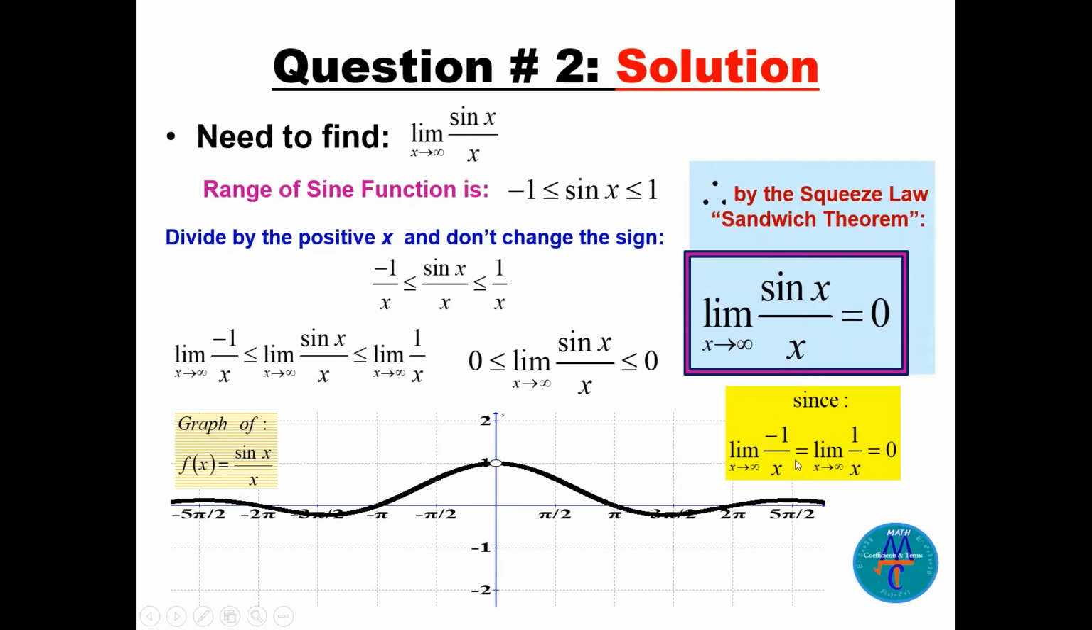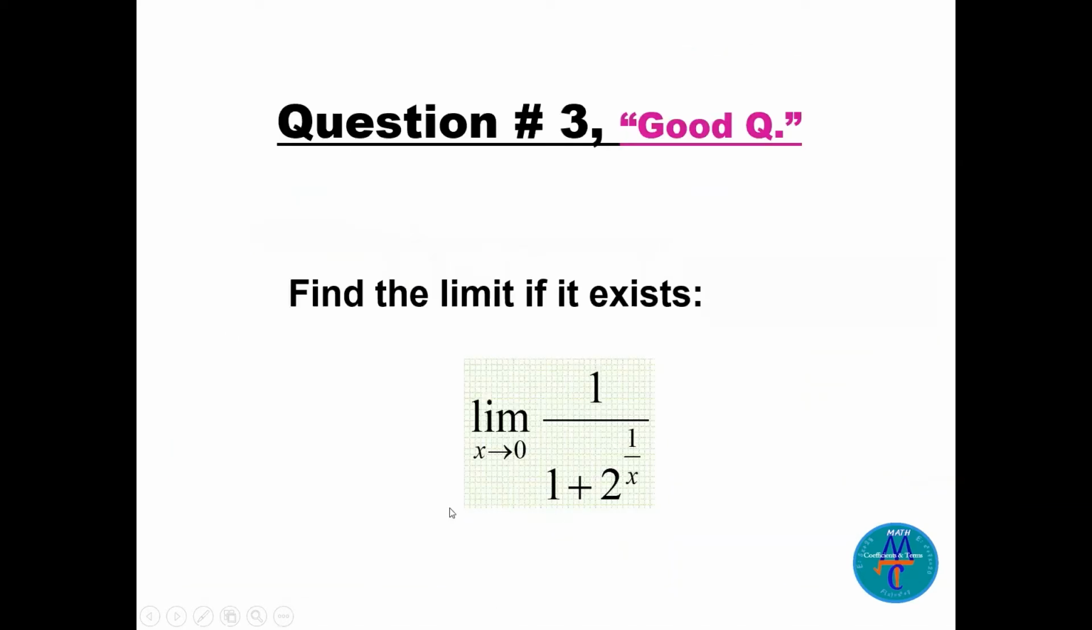-1 over x here, as x goes to infinity, will be 0. 1 over infinity will be 0. So the limit here is 0, the limit here is 0, then we can conclude that the limit of sine x divided by x as x goes to infinity, by the sandwich theorem, will be 0. This is the graph of sine x over x we have seen before.